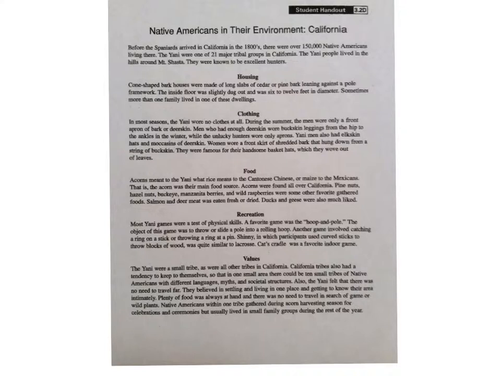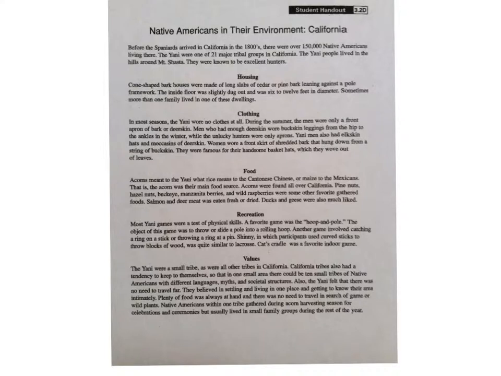Housing. Cone-shaped bark houses were made of long slabs of cedar or pine bark leaning against a pole framework. The inside floor was slightly dug out and was 6 to 12 feet in diameter. Sometimes more than one family lived in one of these dwellings.